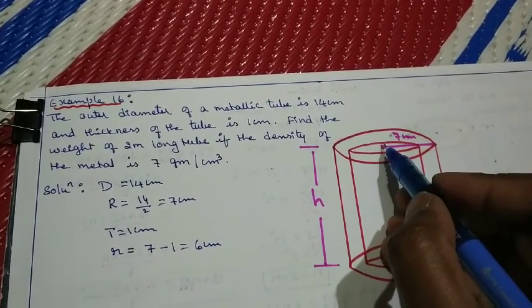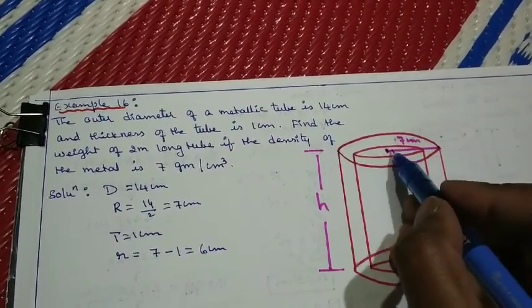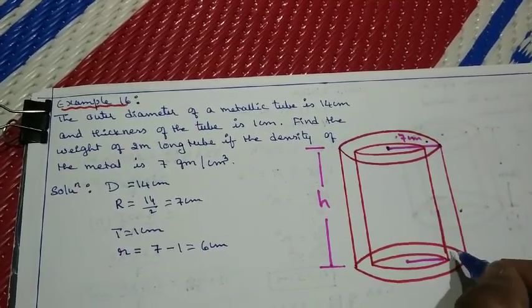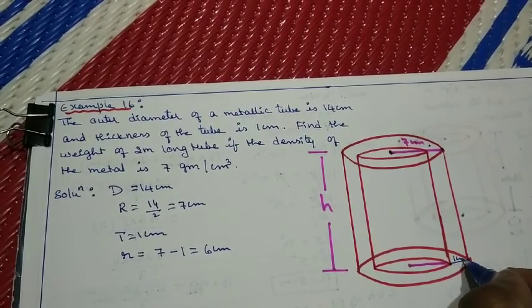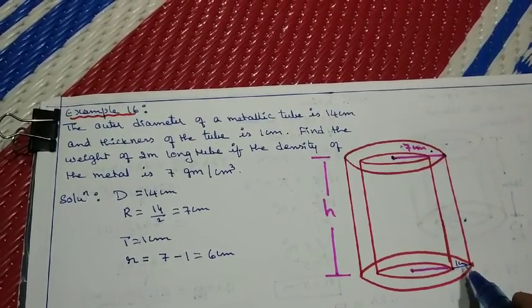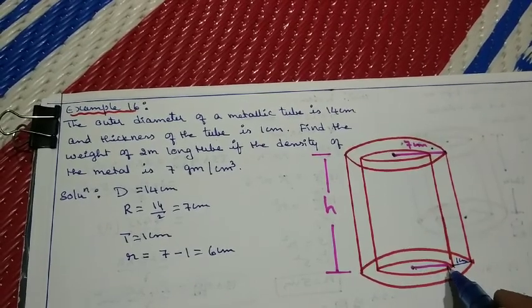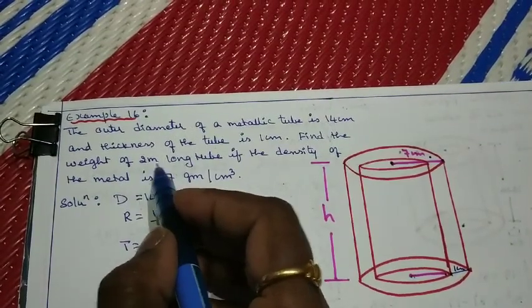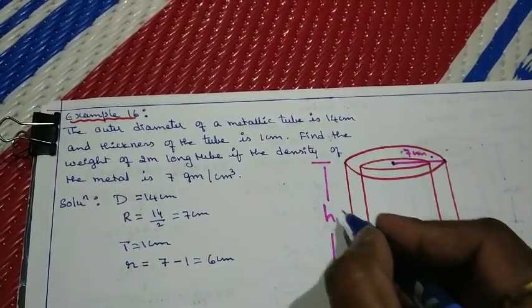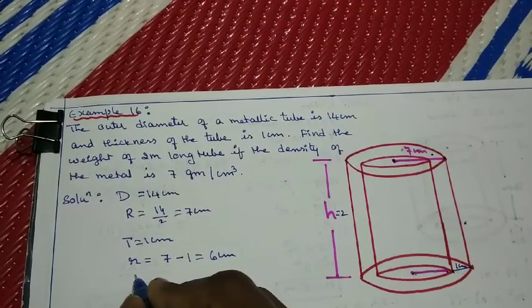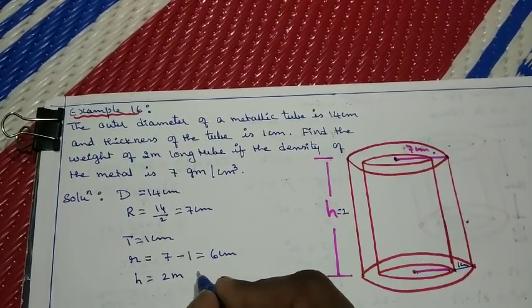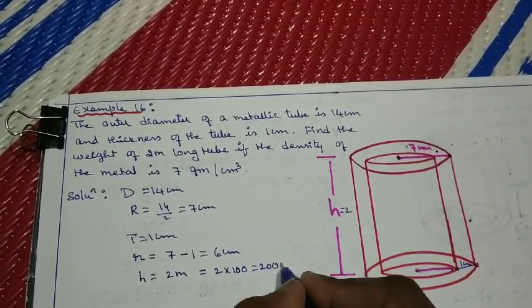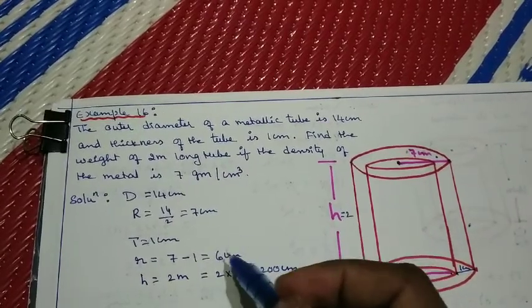Remember, from here to here it is the outer radius, from here to here it is the inner radius, and here is given the thickness, which is 1 centimeter. So from here to here 7, then here to here 1, then the inner radius becomes 6 centimeter. And find the weight of the 2 meter long tube, which means the height is given as 2 meter. So H equal to 2 meter. Convert into centimeter: 2 into 100 equal to 200 centimeter, because all are in centimeters.